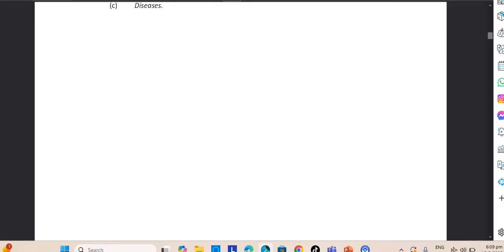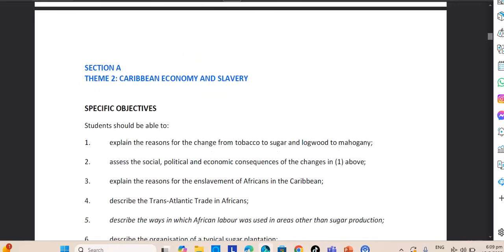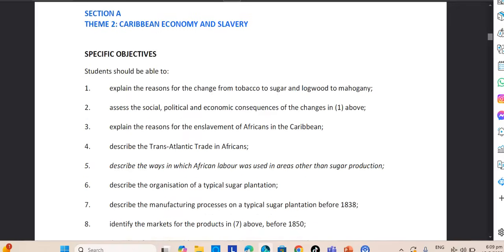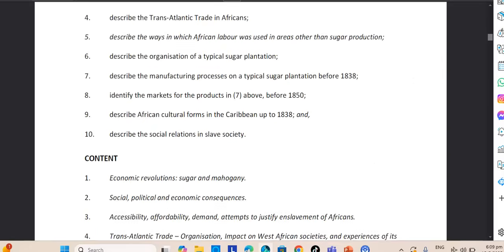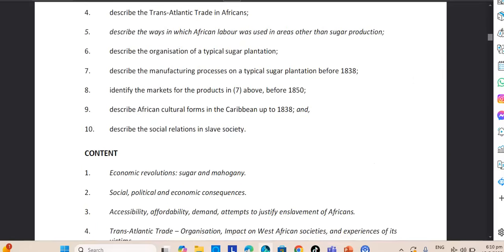All right, guys. We are still at Section A, going down to Theme 2. If you know how the paper is set up, it's in different themes. So you're going to answer questions based on Caribbean economy and slavery. Students should be able to explain the reasons for the change from tobacco to sugar and logwood to mahogany. So we're going to look at that first: economic revolutions in terms of sugar and mahogany.